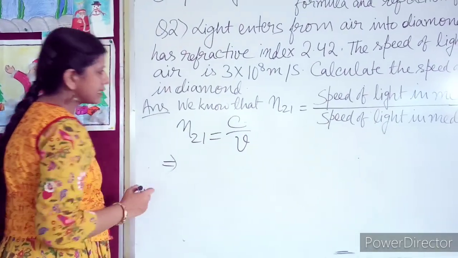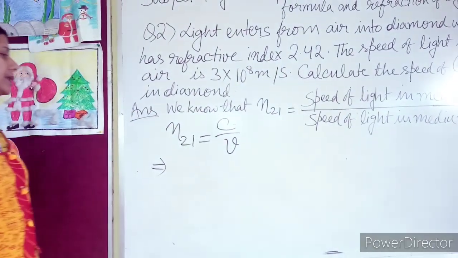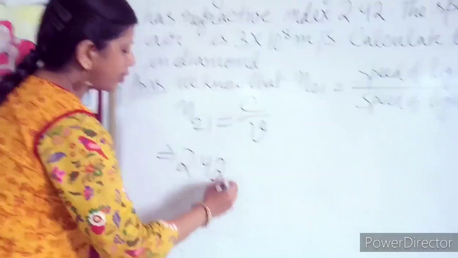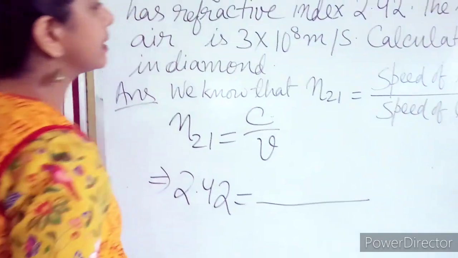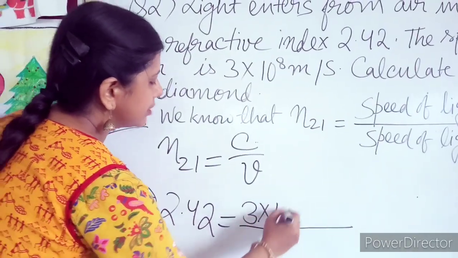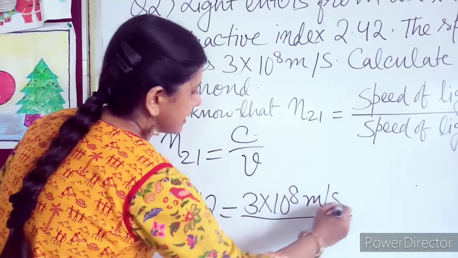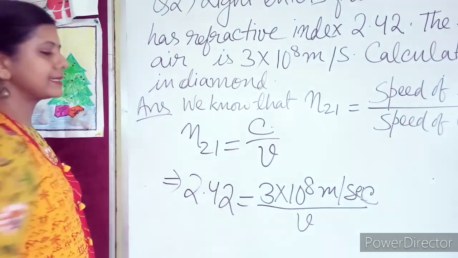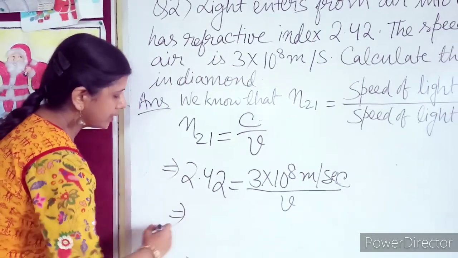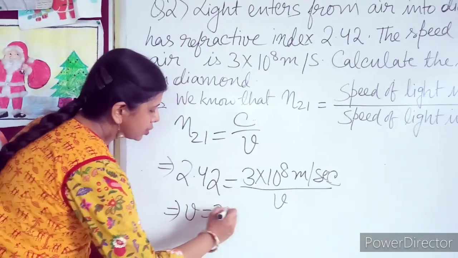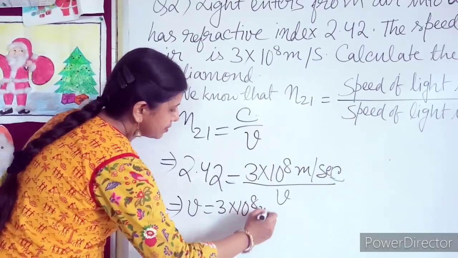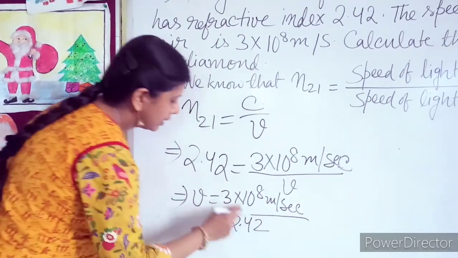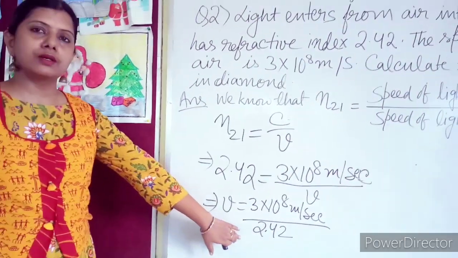This is a very easy sum, you only have to remember the formula, nothing else. Refractive index of diamond is given to you, that is 2.42. Speed of light in air is also given to you, that is 3 into 10 to the power 8 meter per second, and this one I have to find out, that is the velocity of light in diamond. So V equals 3 into 10 to the power 8 meter per second divided by 2.42. Using the formula I am going to get this.